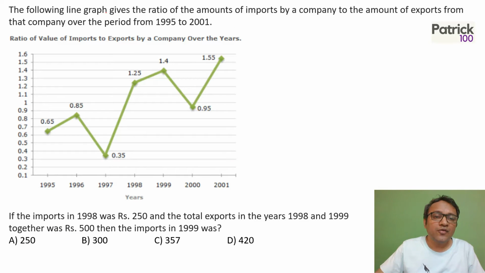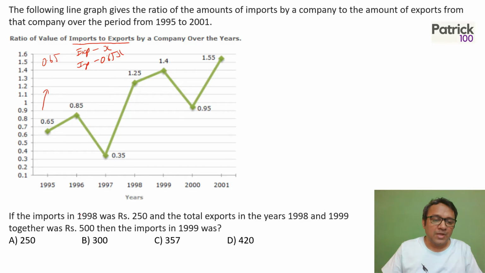So if you look at a graph, it is basically the ratio of the imports to the exports, which means if I say 0.65, 0.65 means imports are 65% of the exports. So if exports is, say, X, imports will be 0.65X. Okay, let's look at the question.